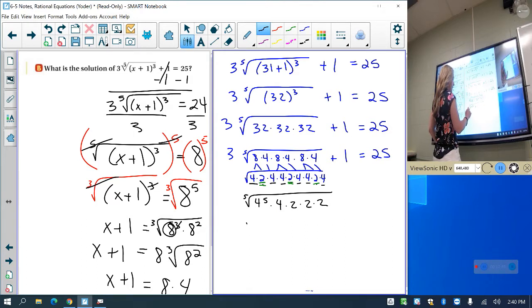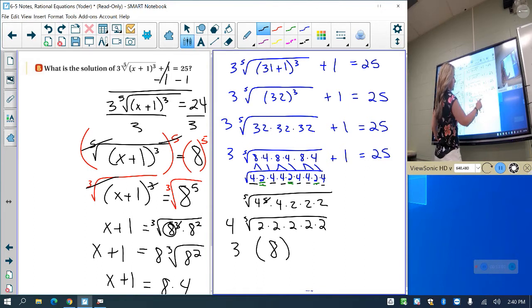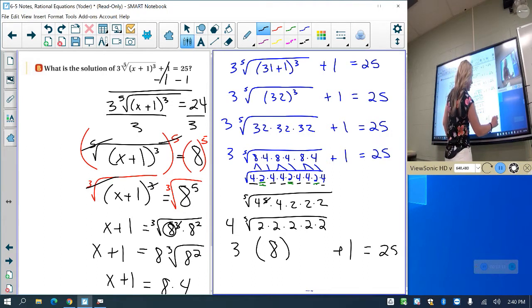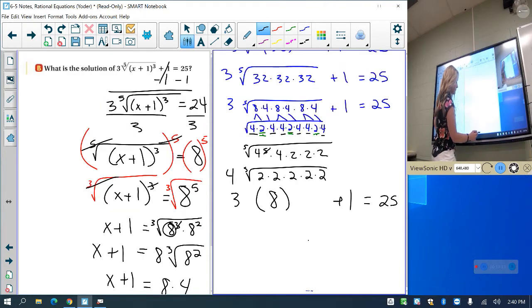So I have the 5th root of, this one cancels, 2 times 2 times 2 times 2 times 2, which is 2 to the 5th. So technically I have 4 times 2, which is 8. 5th root of 2 to the 5th is 2. 4 times 2 is 8. So I have 3 times 8. I'm going to finish my equation here since I solved without finishing it, or simplified. So I have 24 plus 1 is 25.